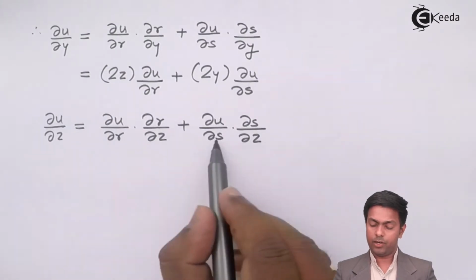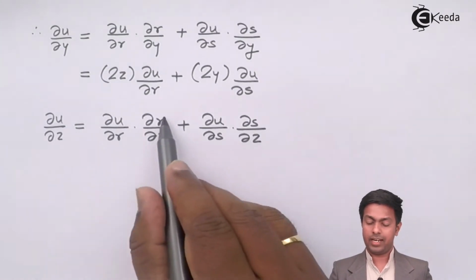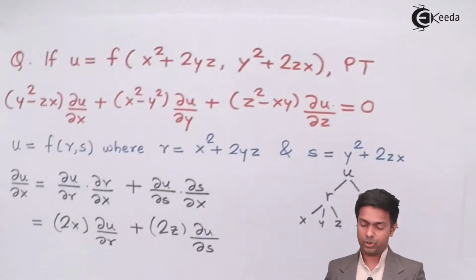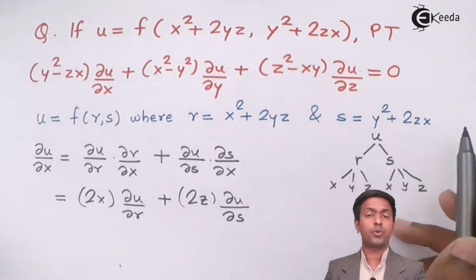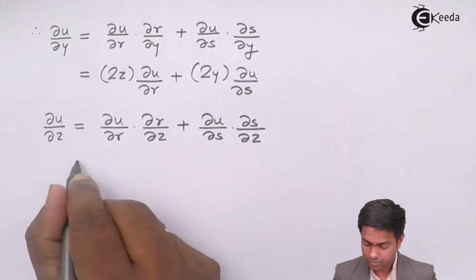Again, del u by del r, del u by del s not possible. Let's find out del r by del z and del s by del z. So del r by del z will be 2y and del s by del z will be 2x. So here we'll get.